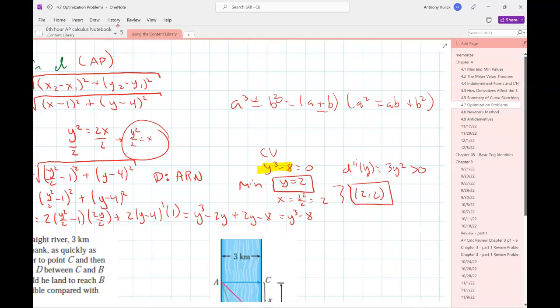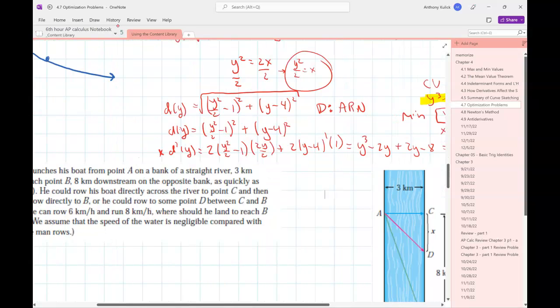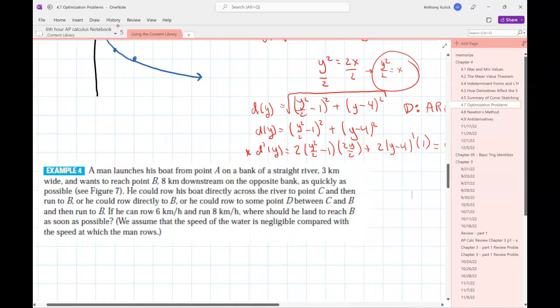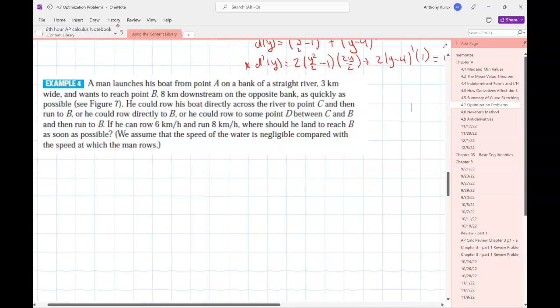All right. Doing okay? Again, the calculus pieces, not bad, right? The setup is the difficult part. All right.